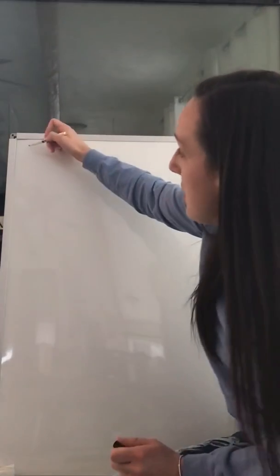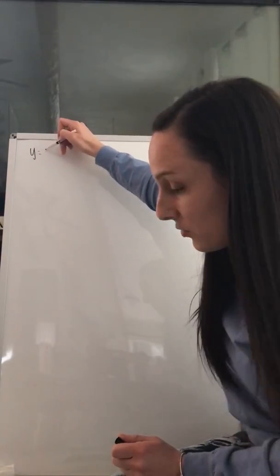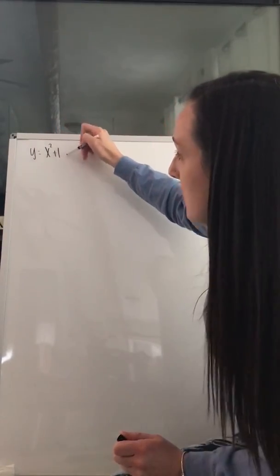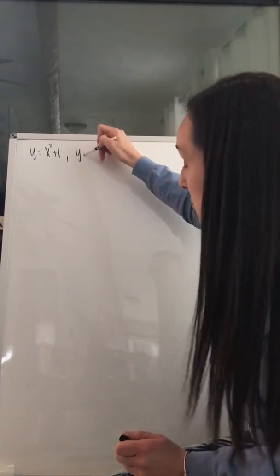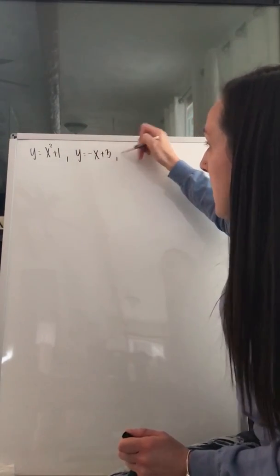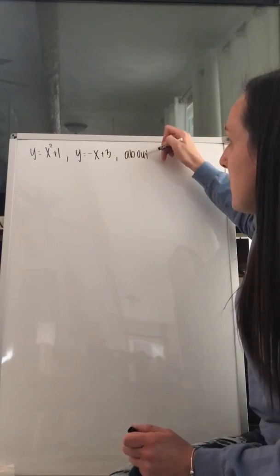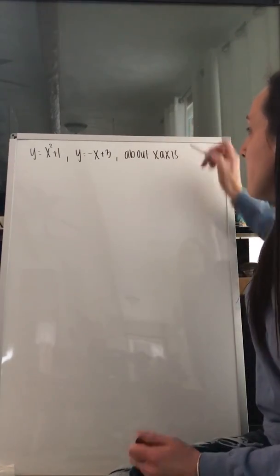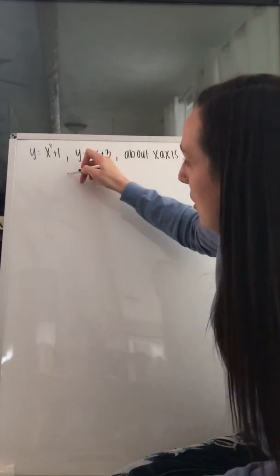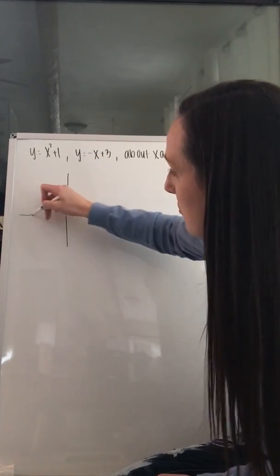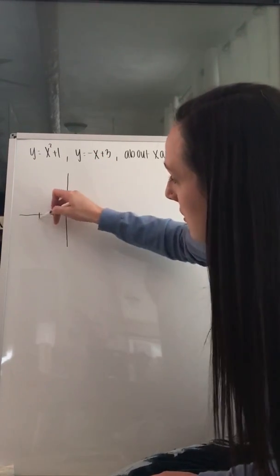So my second example is going to be working with the function y is equal to x squared plus 1 and y is equal to negative x plus 3, and I still want to rotate this about the x-axis. So I'll go ahead and draw myself a little diagram of what this is going to look like.